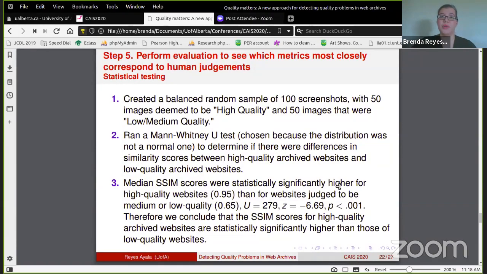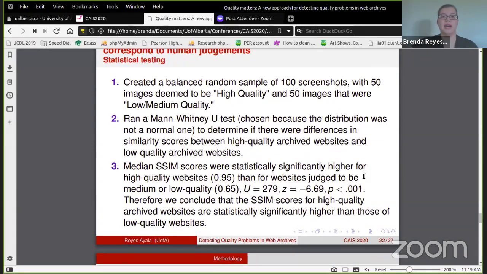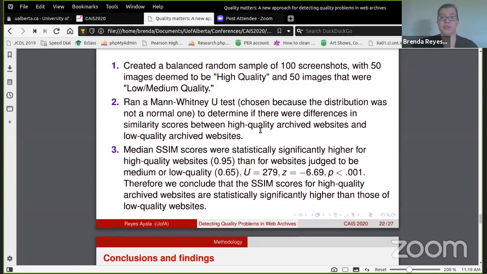We ran a Mann-Whitney U test, because the distribution of SSIM scores was not a normal one, to see if there were significant differences in similarity scores between high quality archive websites and low quality archive websites. And these were our results: p less than 0.001.